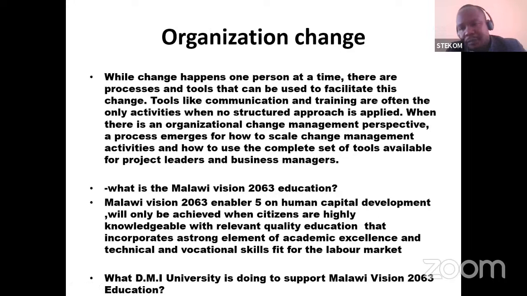Organization change. Organizations are trying to change in the sense of infrastructure, employing people that are effective and efficient, competent people who know what they are supposed to do at the right time. In passing, it is the responsibility and duty of the human resource department to align the people that are applying for vacancies in an institution.